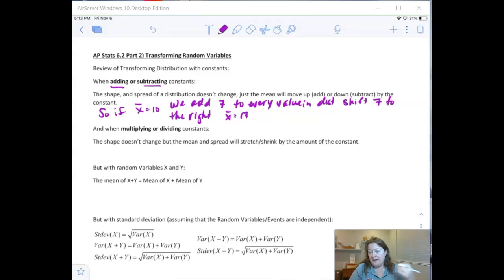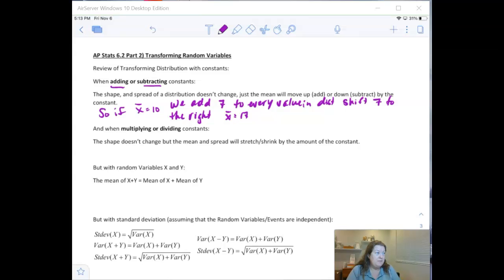Okay, my minimum would have gone up by 7 as well. My maximum would have gone up by 7 as well, but my range would have stayed the same because it's the distance between high and low. And my standard deviation would have stayed the same because that's a spread as well. So it doesn't matter whether we move a distribution up or down, you just move the entire thing.